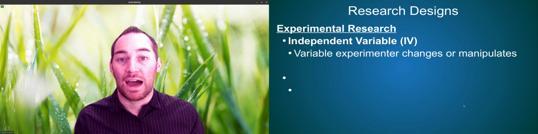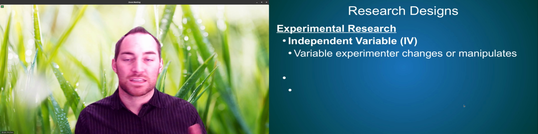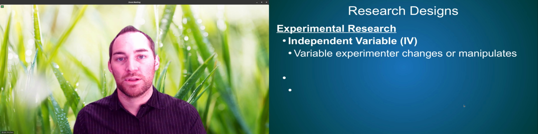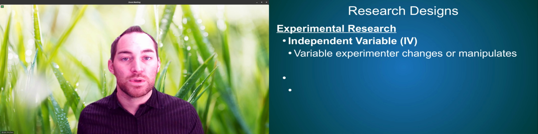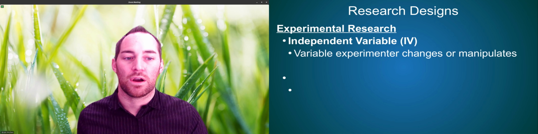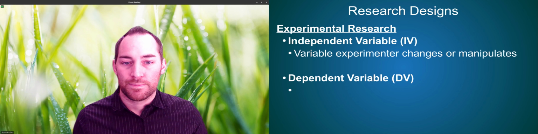So we've got an IV, an independent variable. This is the one that the experimenter, or you as the experimenter, manipulates. So in this case, we have the sound level. So what kind of music is played, how loud the music is played. We are manipulating that variable. The dependent variable.